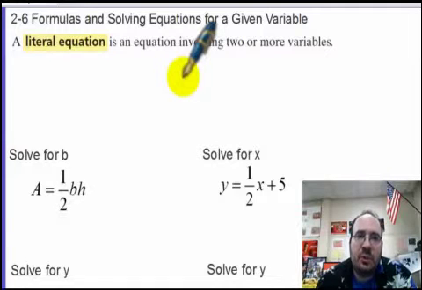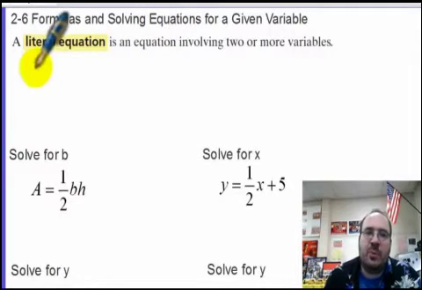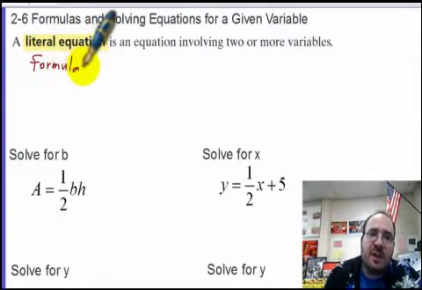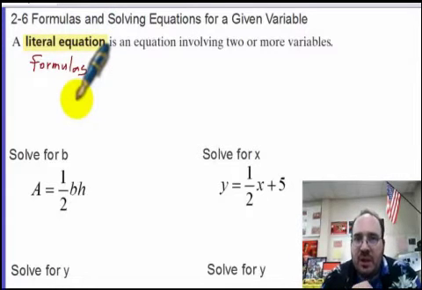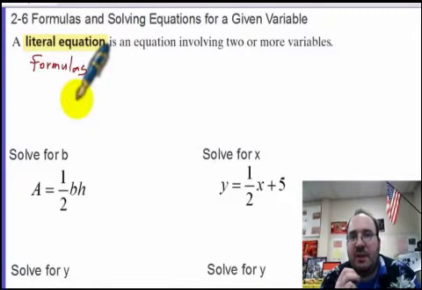Okay, I want to talk about literal equations. A literal equation is an equation involving two or more variables. Sometimes you might hear people talk about these like formulas. And you will use these a lot, especially in physics and chemistry. A lot of times just by rewriting formulas a little bit and solving for a different variable, you can get all kinds of new information about a problem.